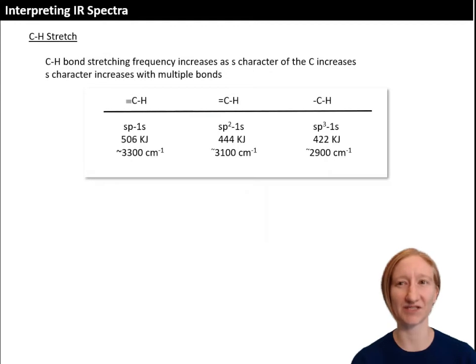We'll start with CH bonds because every organic molecule you'll encounter will have CH bonds. Here, as we saw before, the hybridization of the carbon influences the vibrational frequency. And the carbons with more S character will have higher frequency vibrations. That means that alkyne CH bonds will have a higher frequency than alkene CH bonds, which will have a higher frequency than alkane CH bonds.